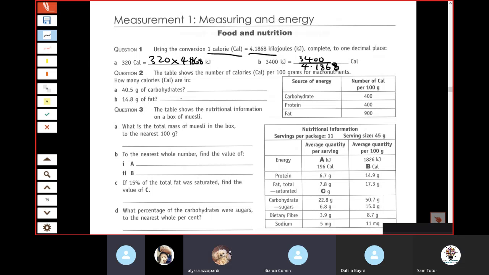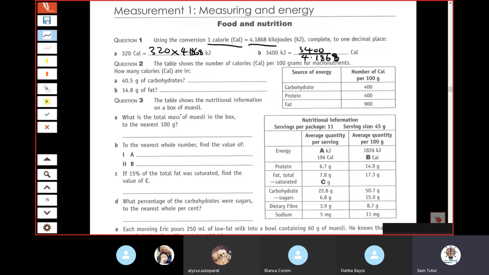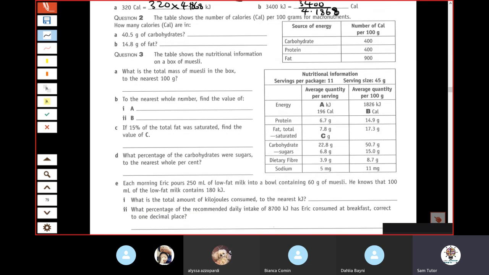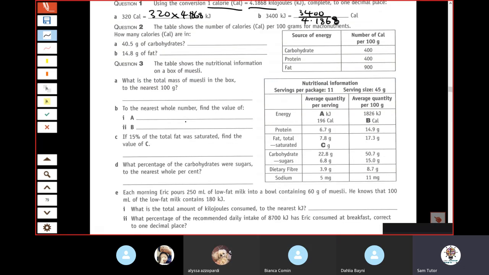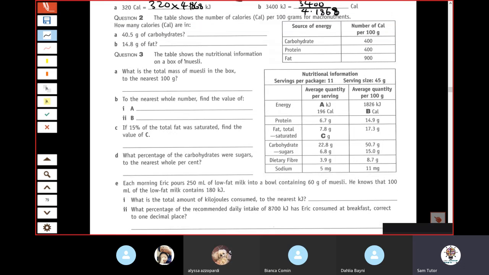Yep. Okay. This one seems easy again, per 100 grams. Question 3, find the value. I think we'll do question 3, and I'll leave question 4 for later.